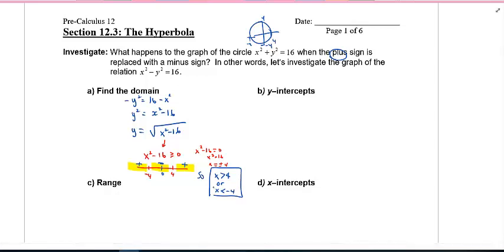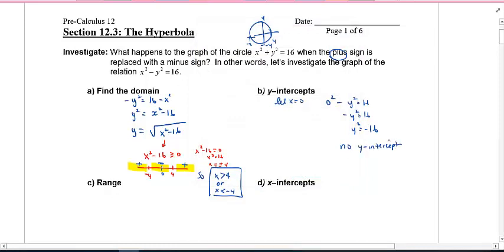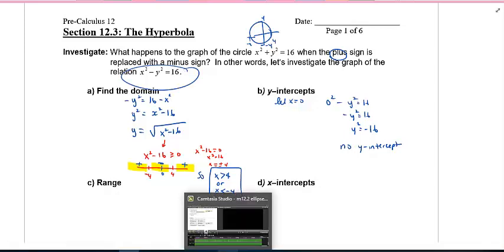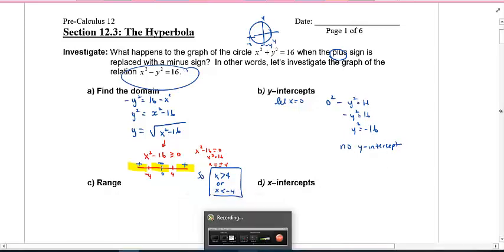Okay. How do we find y-intercepts again? That's where you let x equal 0. So 0 squared minus y squared equals 16. Negative y squared equals 16, or y squared equals negative 16. Huh? That can't be right. It is. That just means that there are no y-intercepts. Wow. So this graph has a domain that's bigger than 4 or less than negative 4, and then no y-intercepts.